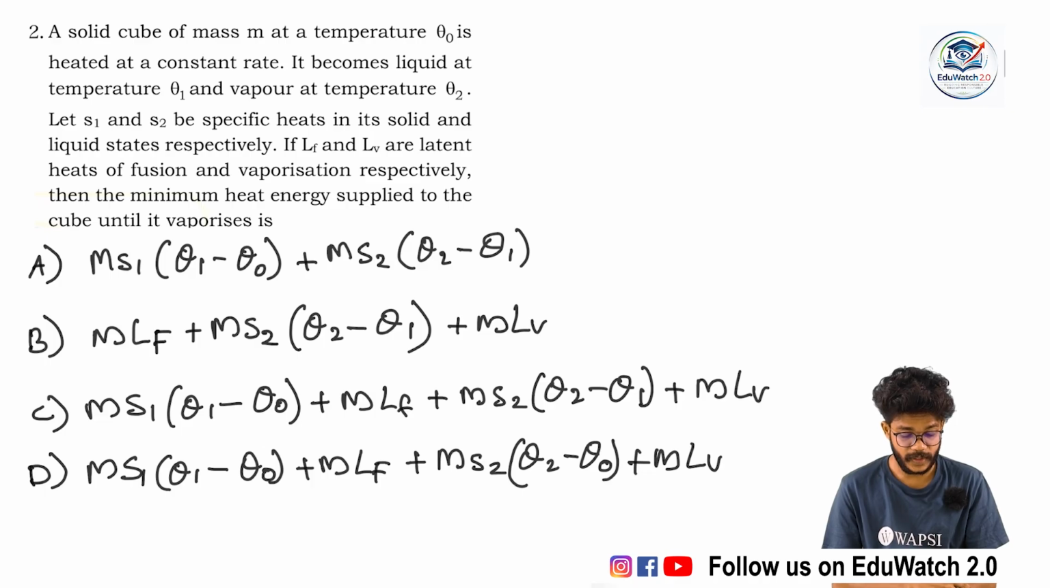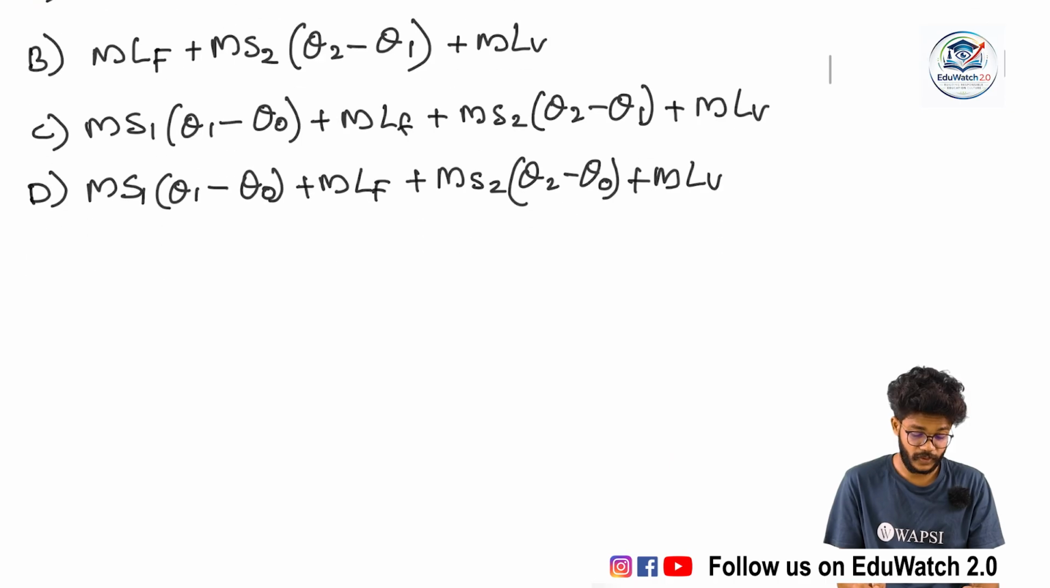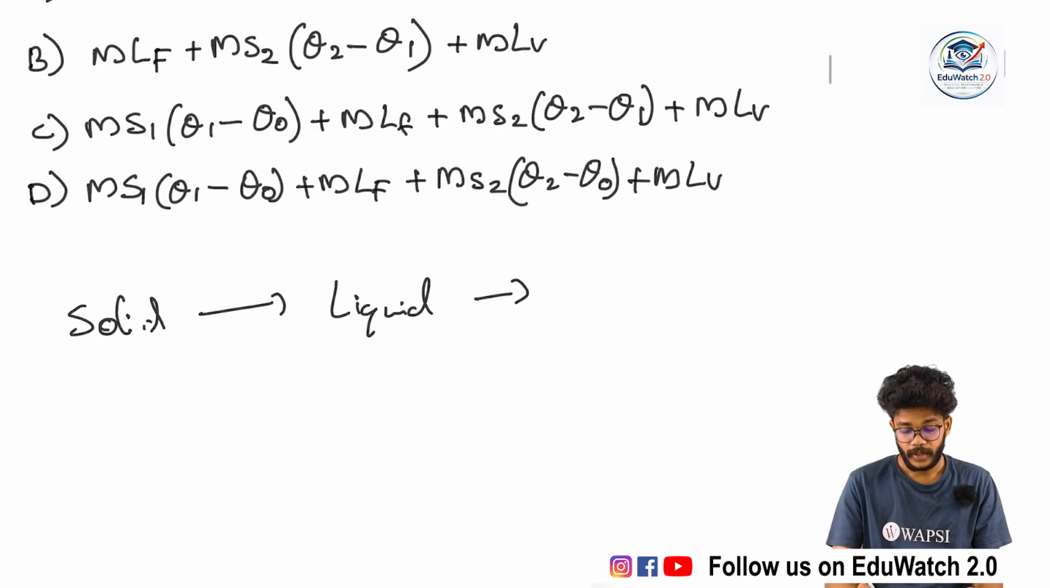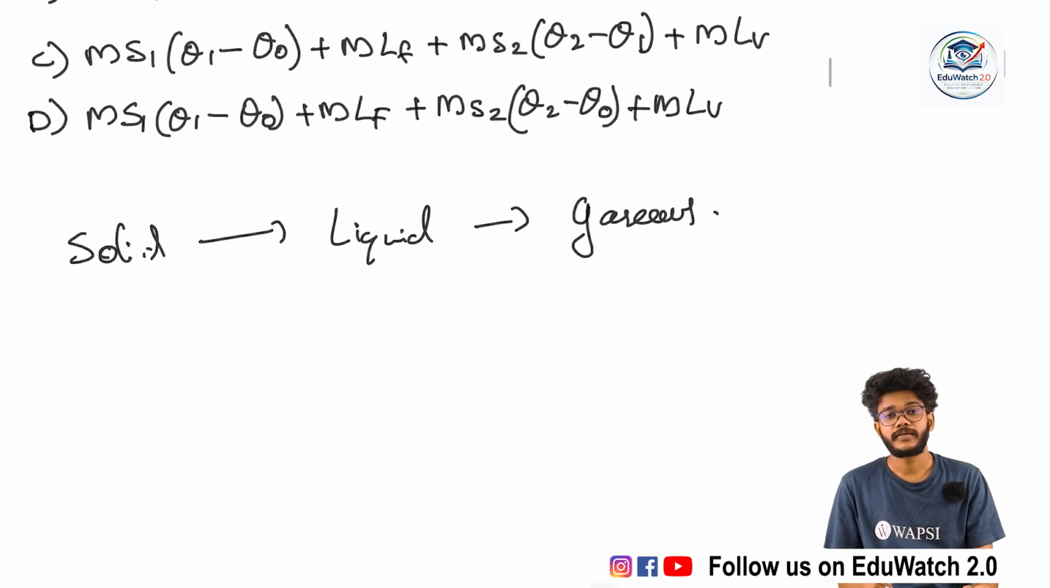Let S1 and S2 be the specific heats in its solid and liquid state respectively, and if LF and LV are latent heat of fusion and vaporization respectively, then the minimum heat energy supplied to the cube until it vaporizes... So solid, then to liquid, then to gaseous.